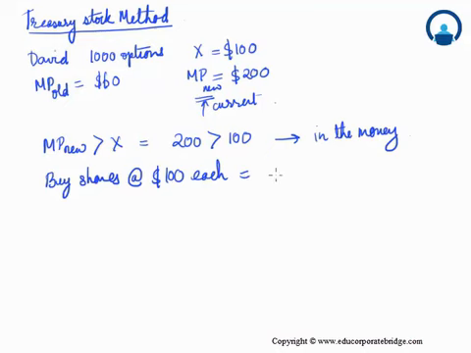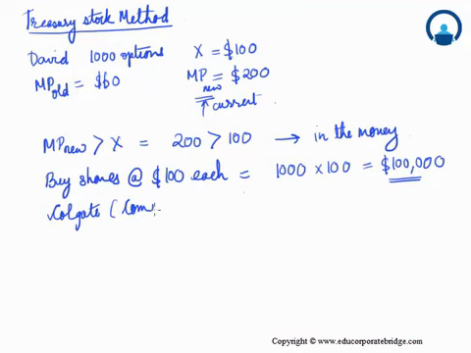And how many shares will he buy? There'll be 1000 options he has. He can buy 1000 shares. So his outgo will be $100,000. Now who receives this money? Actually Colgate, the company which we are talking about, receives this money, $100,000. This is the cash outflow for David. However, for the company, they receive this much amount of money.